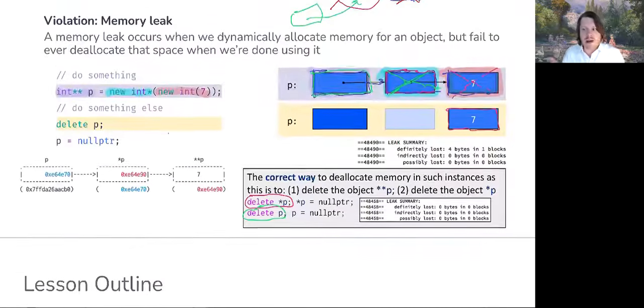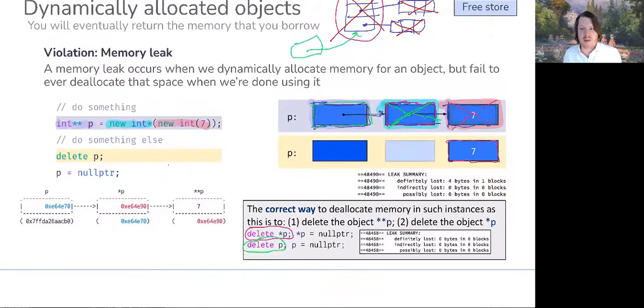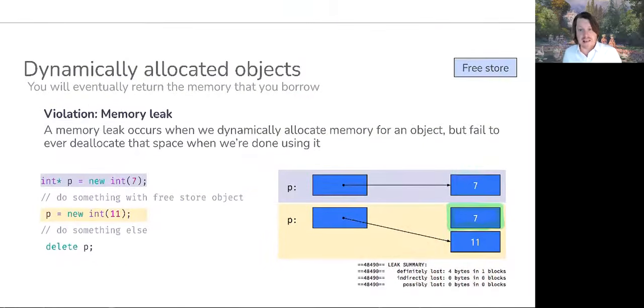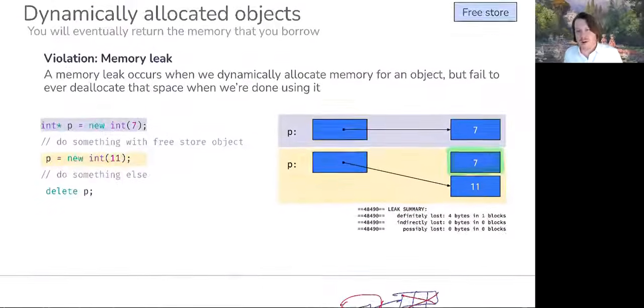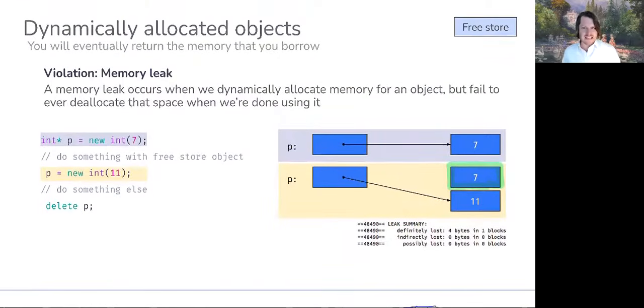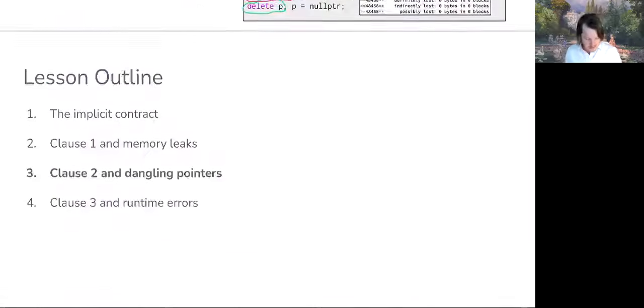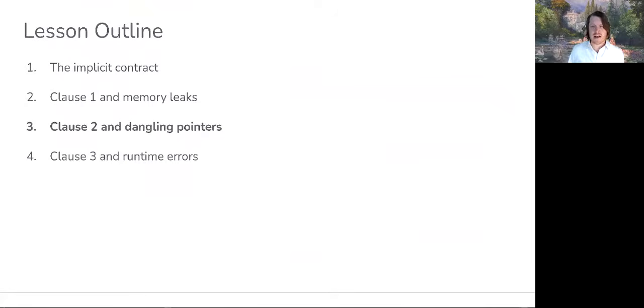And again, the whole idea with this memory leak is that the most common occurrence is we lose our reference to that dynamically allocated object, and then we have no way to return it when we're done. We saw that with the example on this slide and the example on the previous slide. And you might think, okay, I'm not going to do something like this. Well, you have to think on a larger scale. What if this is happening across many functions? The accounting becomes increasingly more complex. So with that said, let's move on to clause 2 and dangling pointers.